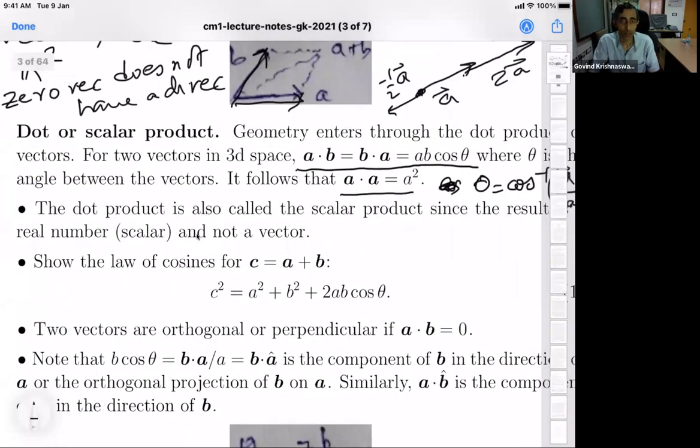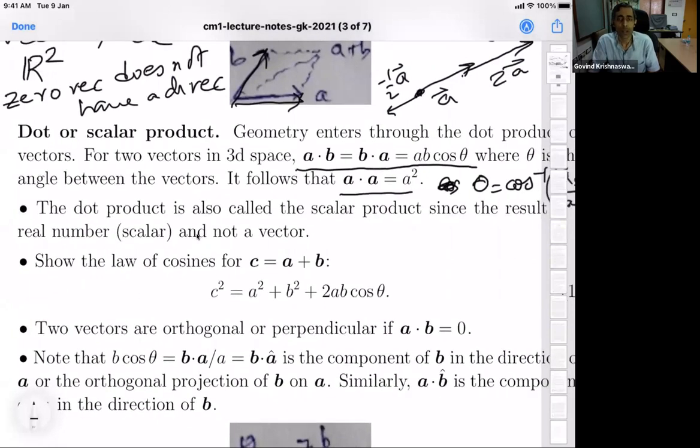Great geometers. Yes. So okay. Now, as I said, the dot product is also called the scalar product, since the result is a real number, and real numbers are called scalars. So you have vectors. You multiply a vector with a real number, and you get another vector.